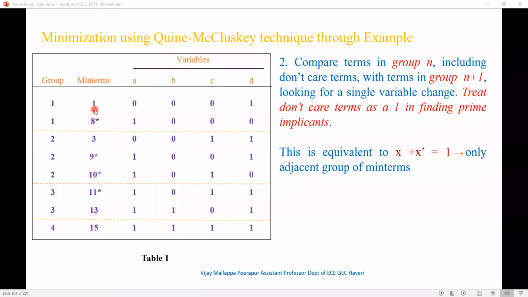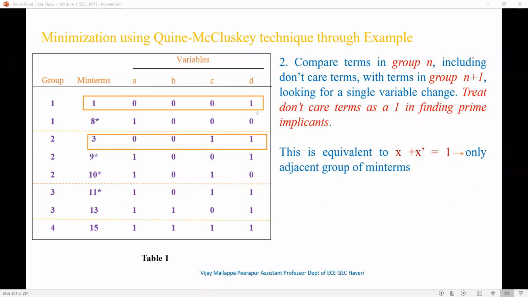Now you compare group 1, minterm 1, which is 0 0 0 1. In group 2, the first minterm is 3, which is 0 0 1 1. And see whether there is any one variable change between these two. Do we have one variable change here? You can see D is 1, 1. C is 0, it is 1 here. B is 0, here it is 0. A is 0, here it is also 0. Just by comparing, we know there's one variable change, and the variable that changes is nothing but C. So we can eliminate the variable C, and the eliminated variable in the next table is represented by a dash, right?